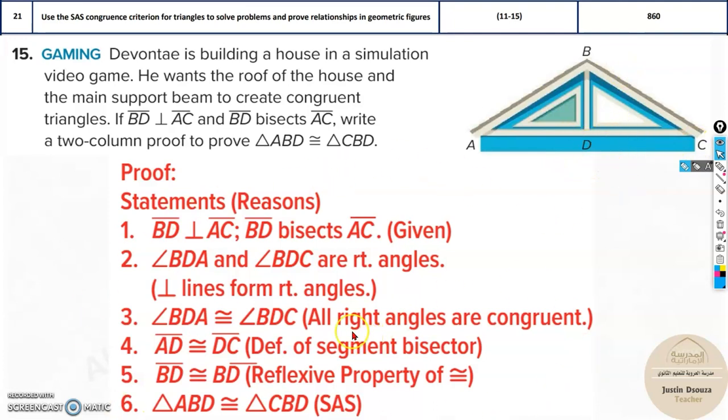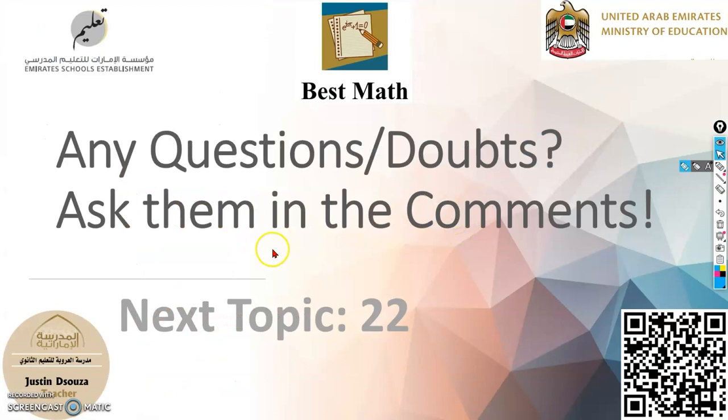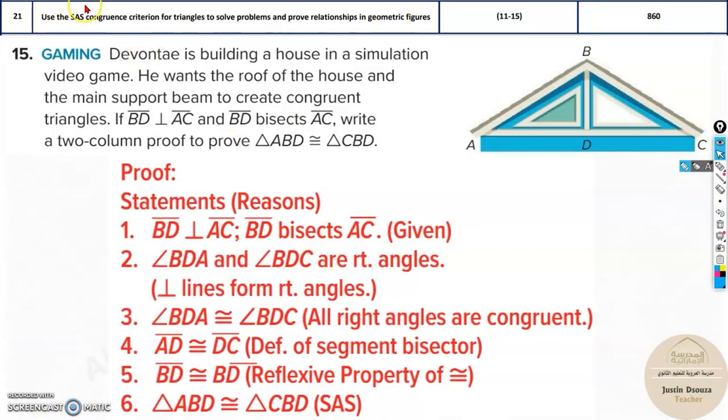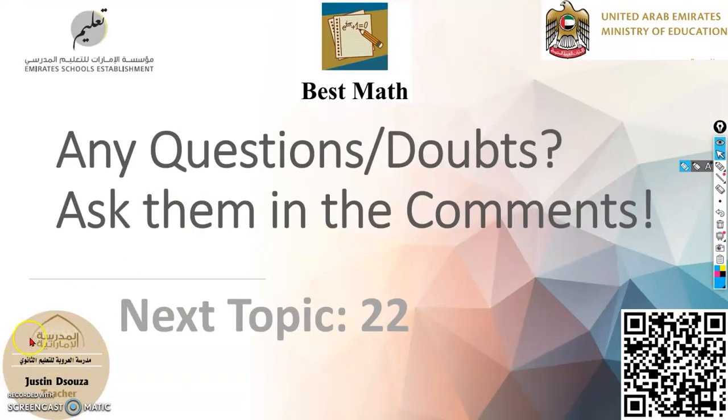And then you can look through this, see the statements, and look at the figure. It's very straightforward. Make sure you solve them by yourselves and then check for the answers, because they're pretty easy. And that's basically it for the 21st topic. Remember, it's the SAS postulate. You must have a side over here, a side, and the angle in between the two sides. That's it. So in the next video, we will continue with the next topic, that is topic number 22.